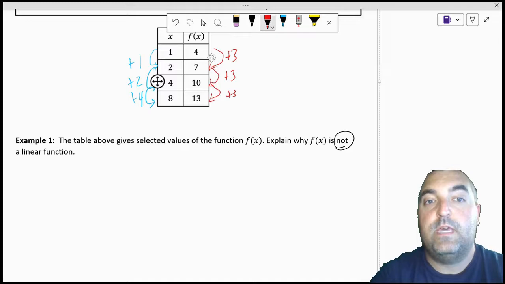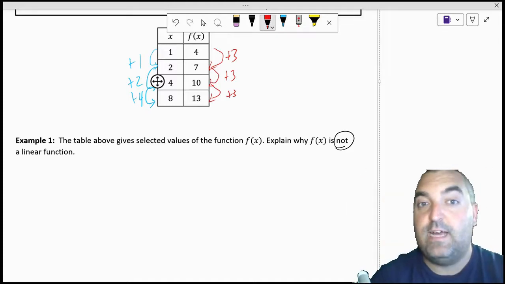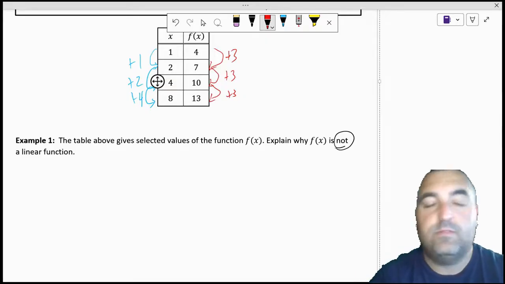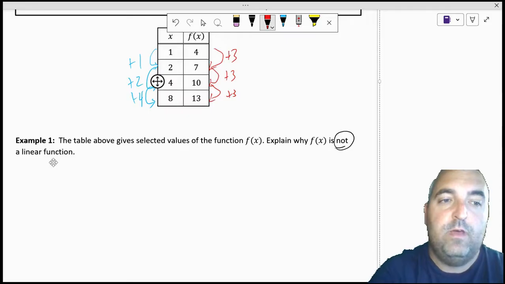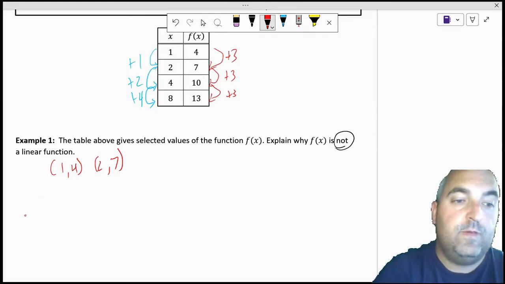One was constant, one was not constant. If they both were not constant, we'd have to still do the slope. So sometimes you might want to just jump right to the slope anyways. So what I'm going to do is I'm going to choose 2 points. It can be any 2 points. So I'm going to choose the first 2, and I'm going to find their slope, okay?